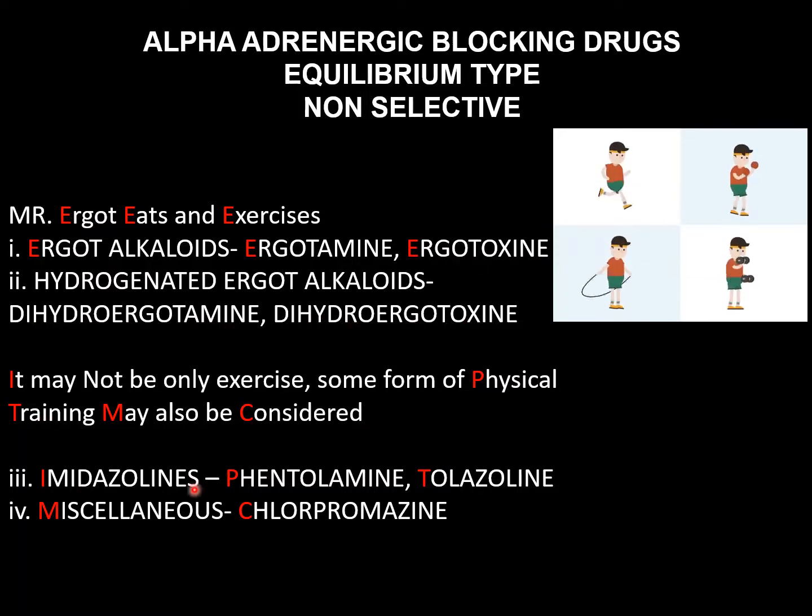Next, for imidazolines and miscellaneous drugs, we have one phrase that we can use as mnemonic. It may not be only exercise. Some form of physical training may also be considered. In that, imidazolines, phentolamine and tolazoline. In miscellaneous, chlorpromazine. So I, imidazolines, P, phentolamine, T, tolazoline, M, miscellaneous, and C is chlorpromazine. So imidazolines, you have two drugs. Under miscellaneous, you have chlorpromazine.